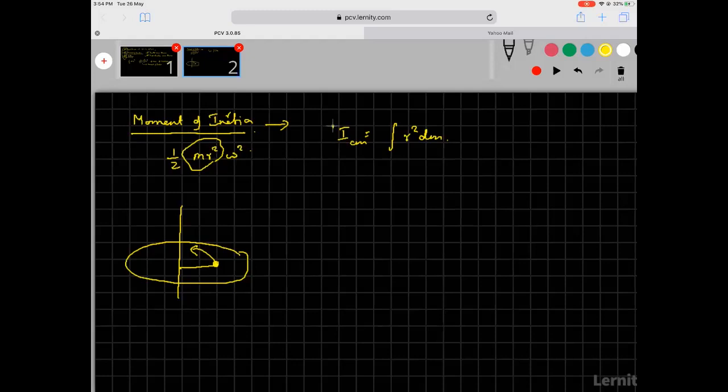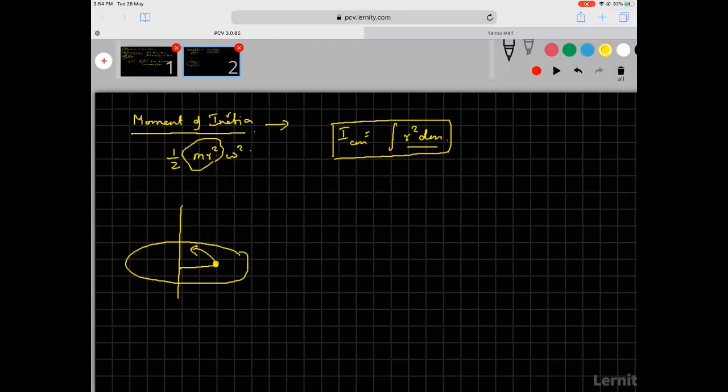Now we don't need to derive the moment of inertia for different solids. We just need to understand how to work with it. So I'll just quickly revise the moment of inertias of different solids, and we need to learn how to work with it. Now it's important that you know how to work with integral of r squared dm, because you get questions based on that for certain regular solids.